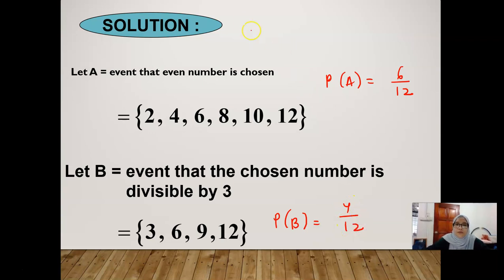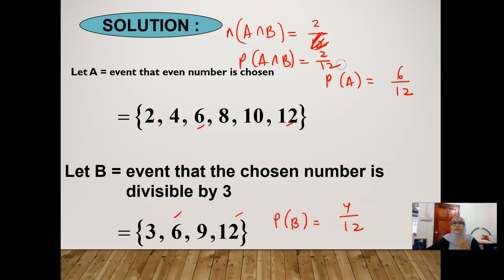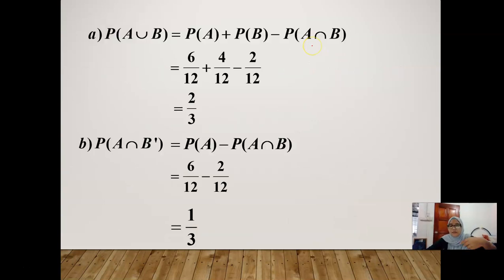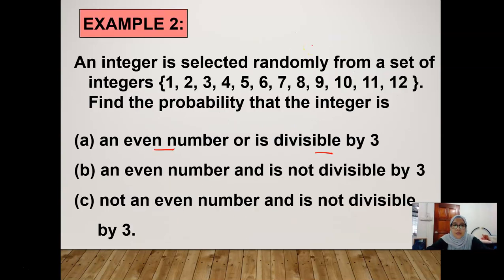Alright, so from here you can find dia punya intersection juga ni. The intersection is 6 and 12. So 2 over 12 lah. Okay. If you write n here, maksudnya you are finding the number. So probability of A intersect B is 2 over 12. Then only you can write like that. 12 is your S. Okay.